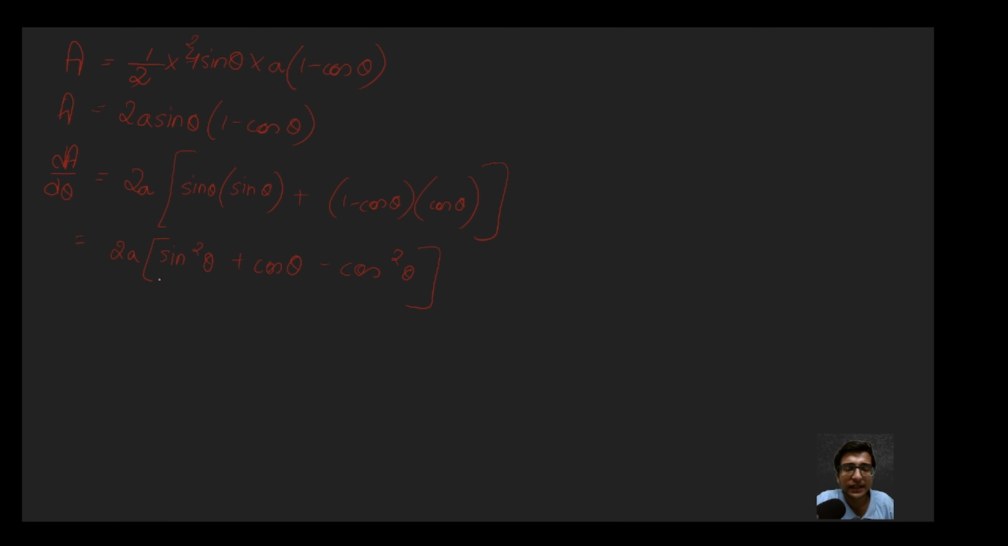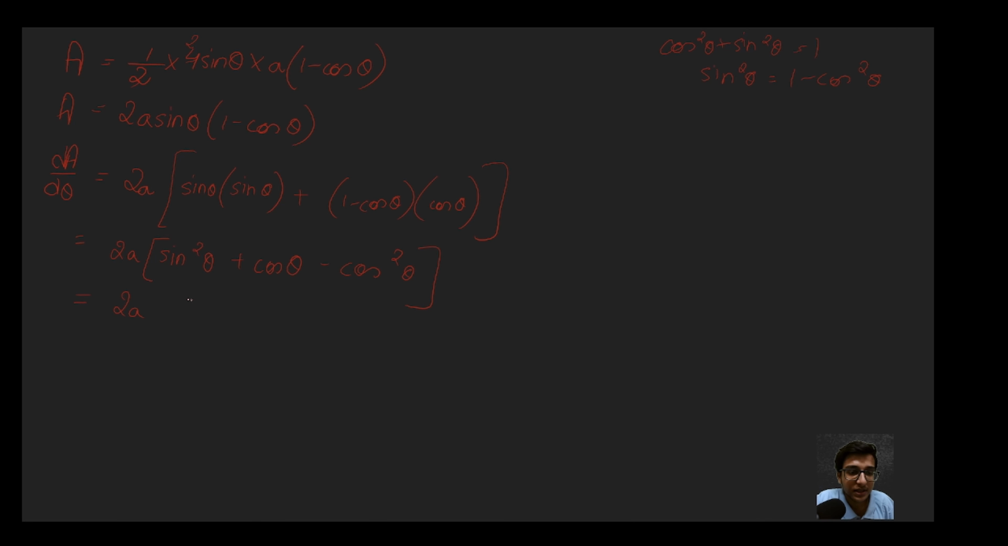Now let us put this entire expression in terms of cos theta so that we have to deal with only one trigonometric function. 2a. Now sine square theta can be written as 1 minus cos square theta, because I hope you know cos square theta plus sine square theta is equal to 1. So sine square theta can be written as 1 minus cos square theta.